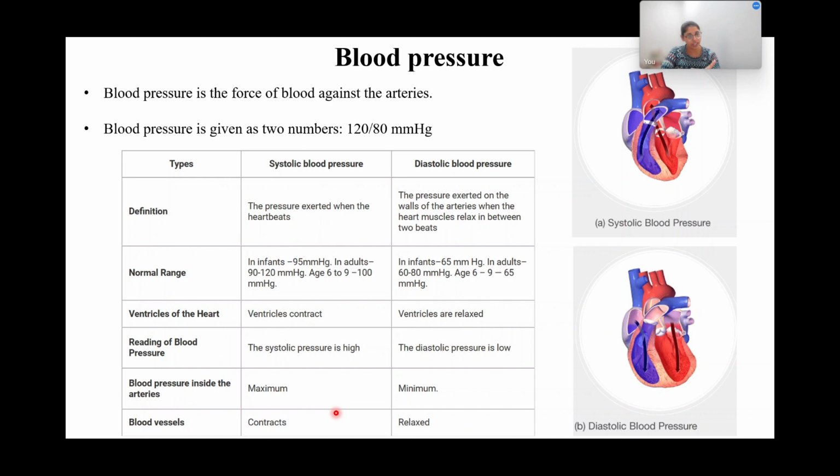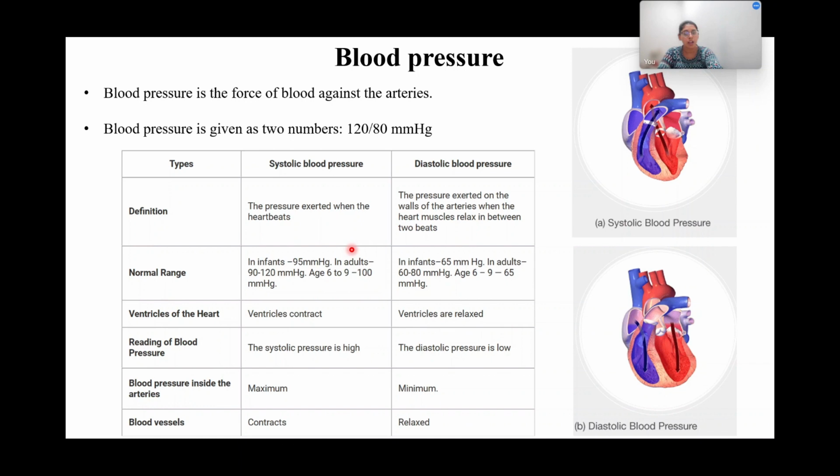Normal range, as you know, whenever you go to hospital or read in a textbook, you find that the normal range for both of them taken together is 120 by 80. But if you look further into the details, systolic is somewhere around 95 for infants. For adults it is between 90 to 120, and for diastolic pressure for adults it is between 60 to 80. As I've already mentioned, ventricles contract during systolic blood pressure and relax during diastolic blood pressure. Because it is contracting, the blood pressure is higher for systolic as compared to diastolic when it is relaxed.